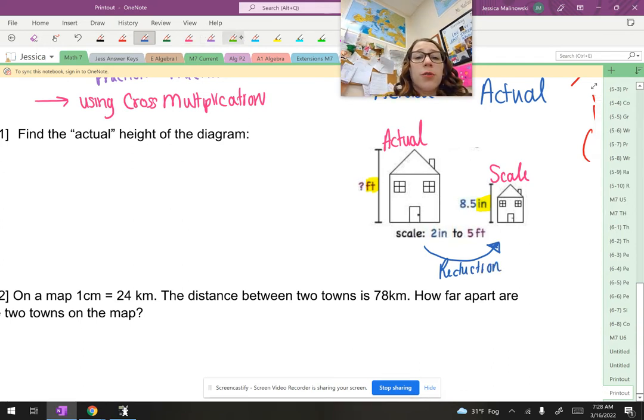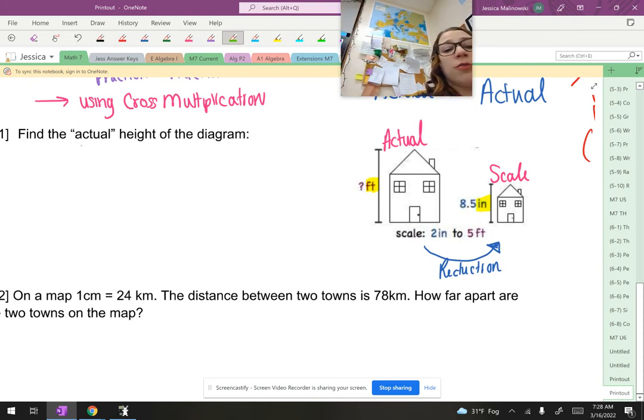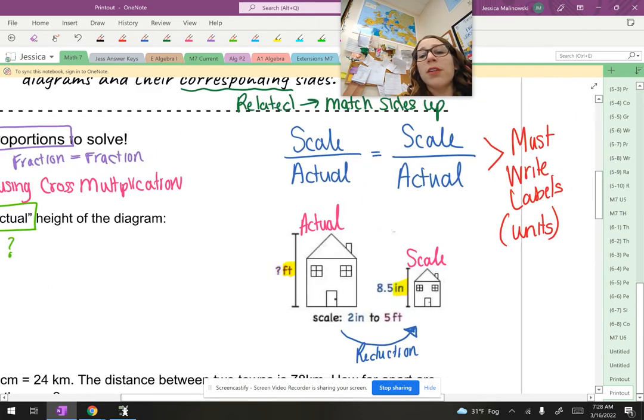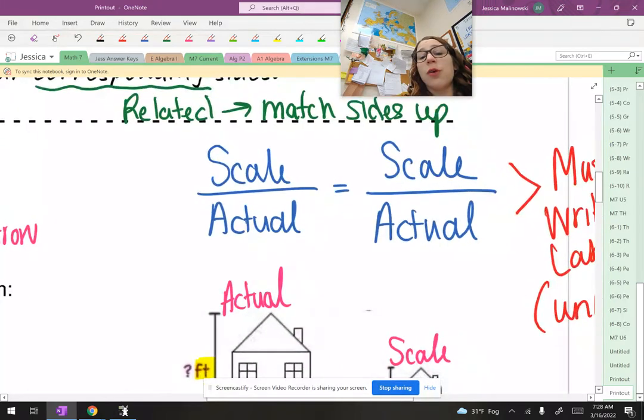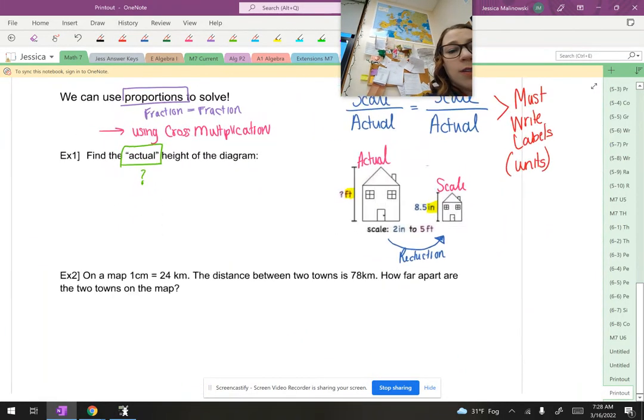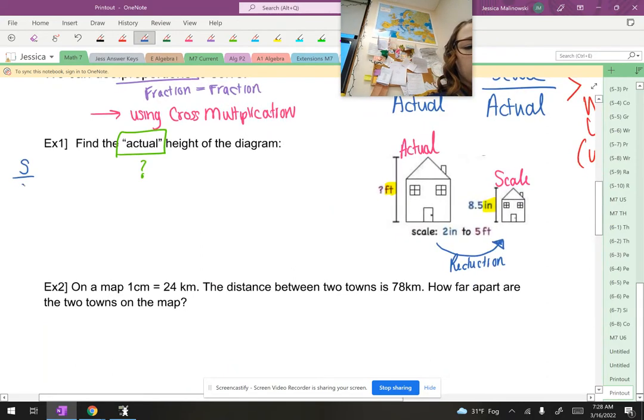Okay, noticing that they're asking me to find the actual height, that's the part I'm missing, meaning that, ooh, hey, what formula can we use that we just learned? Yeah, that proportion. So that scale over actual is equal to scale over actual.